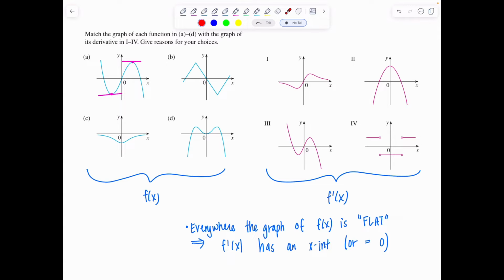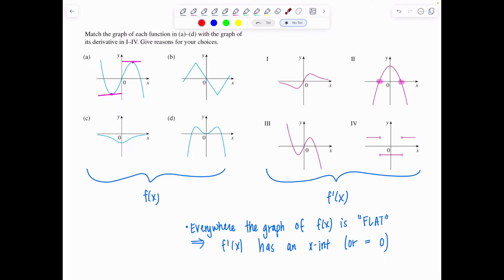So do you see any of the graphs where it has an x-intercept somewhere around here and then another one here? My eyes go straight to number 2, right? Here's an x-intercept, here's an x-intercept. This is looking promising. Then, to further confirm, I'm going to check the signs of the slopes, okay?